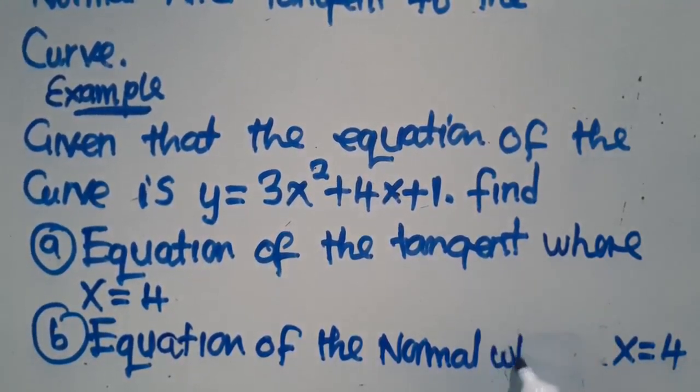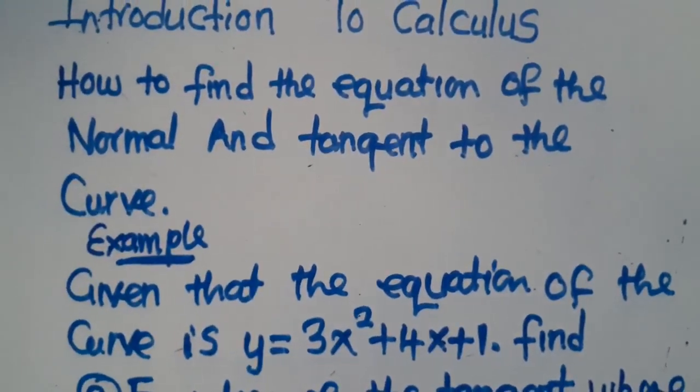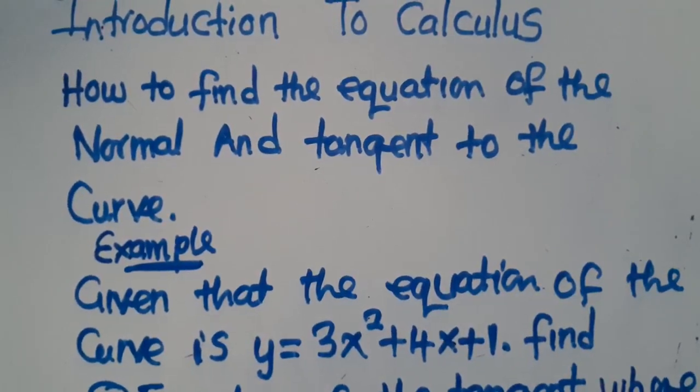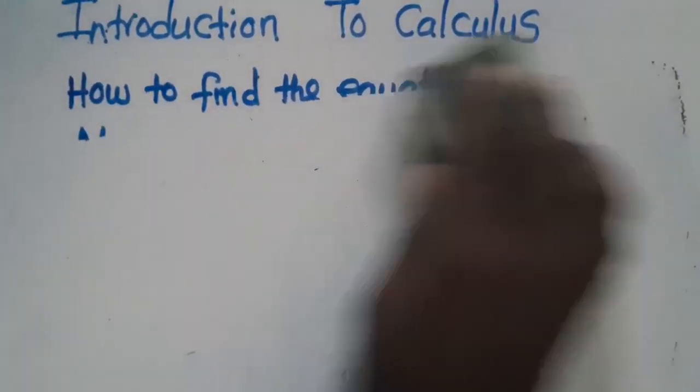This is what you want to find. Equation of the normal where x is 4. So these are two important questions that we want to answer. First question, we want to find the equation of the tangent where x is equal to 4. Secondly, you find the equation of the normal where x is equal to 4. How can you go about these questions? What you are going to do is this. You write the equation.